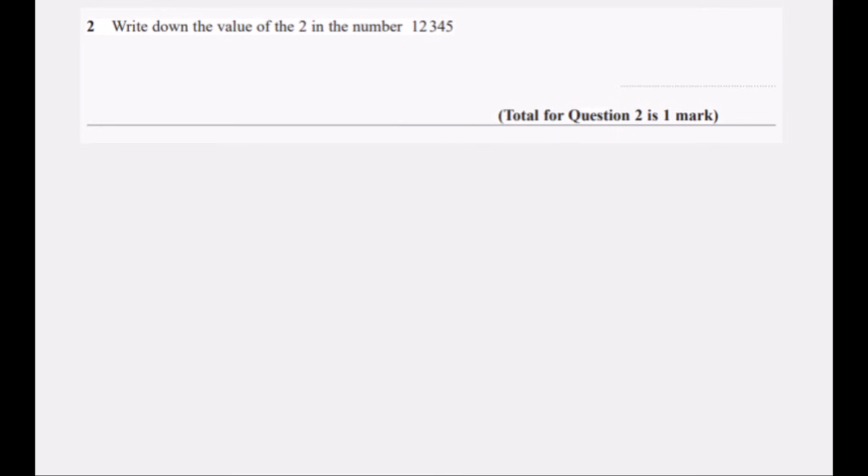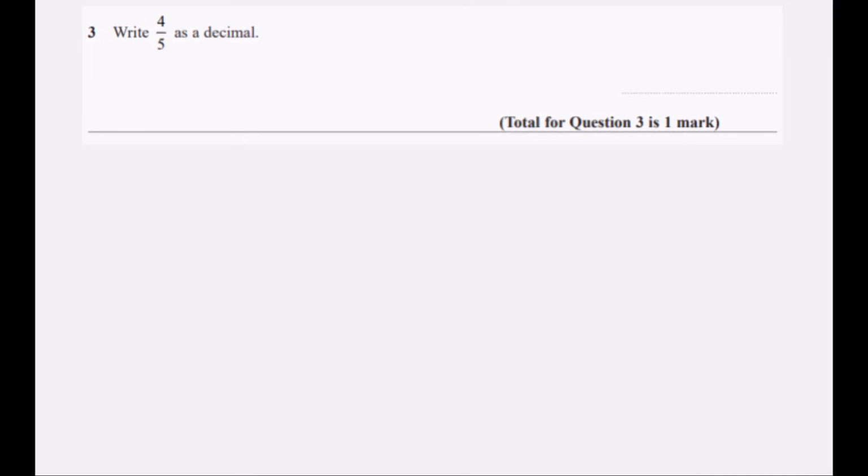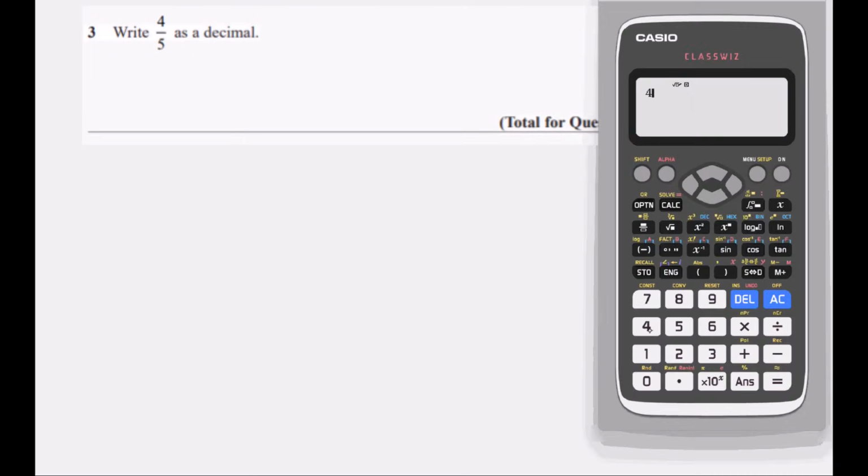Write down the value of the 2 in the number 12,345. So the 2 is here. It's in the thousands column. It is worth 2,000. Write 4/5 as a decimal. The calculator will do this for us. 4/5 is the same as 0.8.